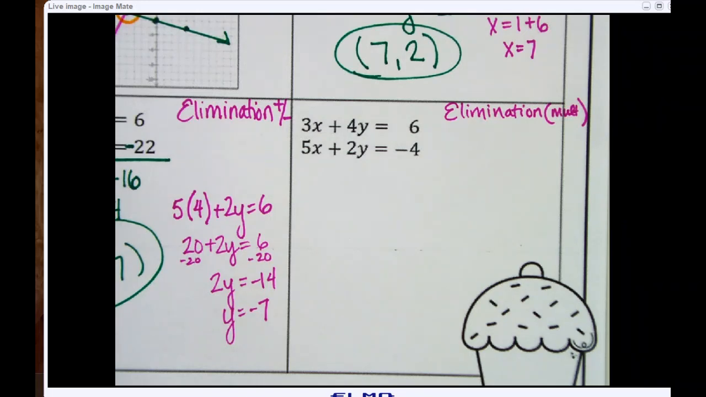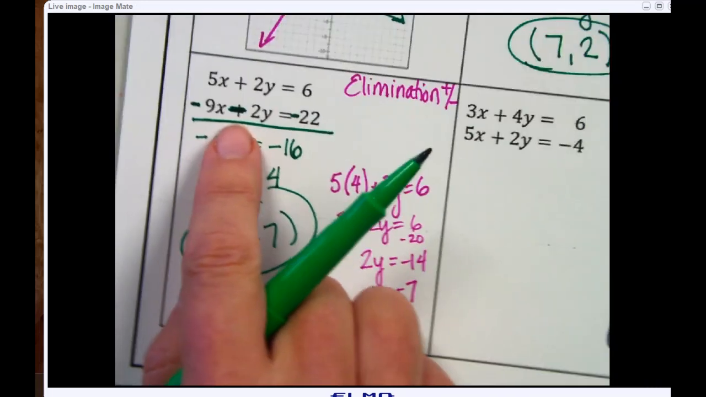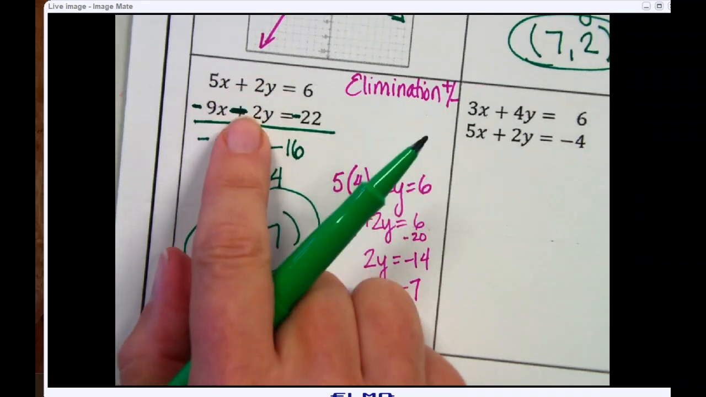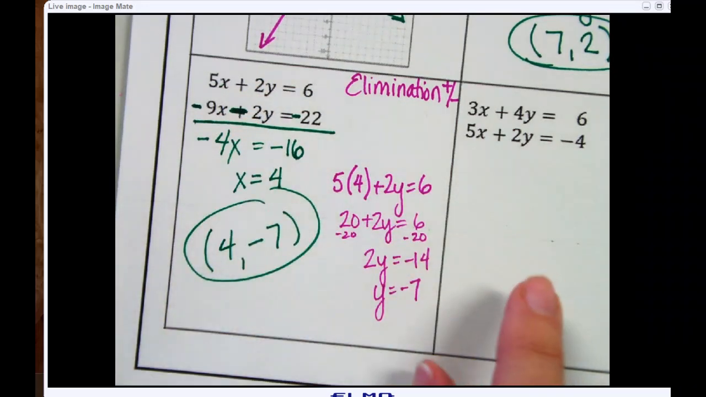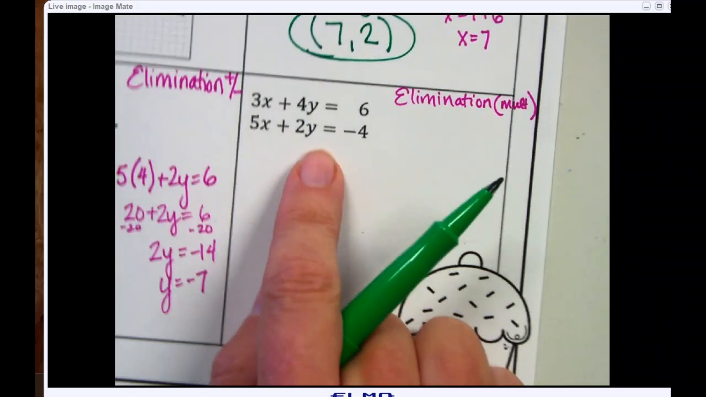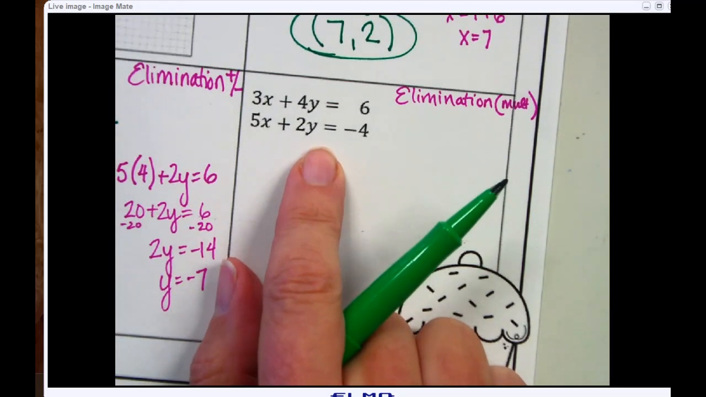How important was it to have opposite numbers over here? Very. That's what made it happen, right? That's where we get the elimination. What if there's not? This is what I do.